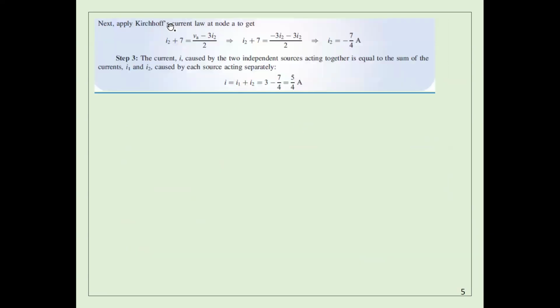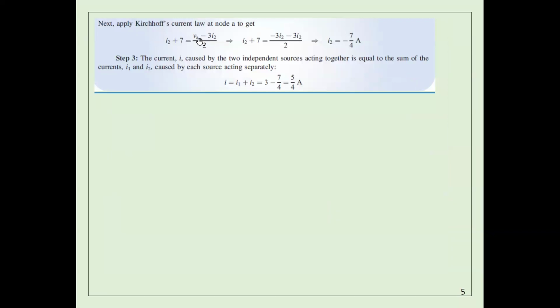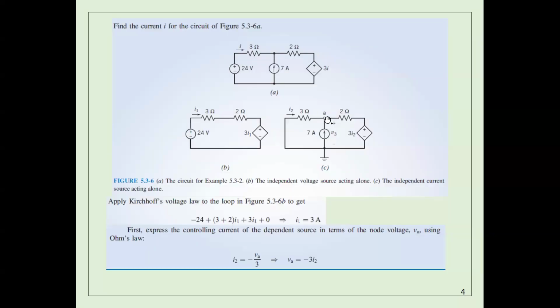The way I can do it, I can use Kirchhoff's current law. We have current entering here, 7 ampere, and current input here, which is I2. I2 plus 7 is equal to the current here, which is VA minus the voltage here, 3I2, divided by 2 ohm. Now I have this equation, but there's a problem: I have two unknowns, I2 and VA. So can we do something about VA? Can we get VA here? Yes, we can.